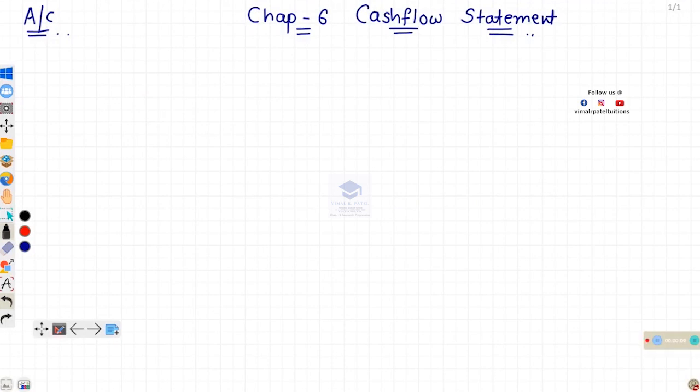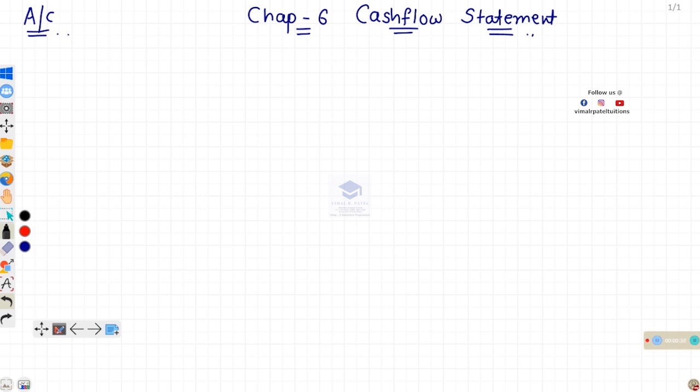For any company, it is compulsory to prepare certain financial statements at the end of the year as a part of its annual report, which include the balance sheet, income statement, cash flow statement, and statement of changes in capital. Now, the cash flow statement is a specific statement which will give you an idea regarding cash inflow and cash outflow. What cash you have received, what cash you have paid during the year.